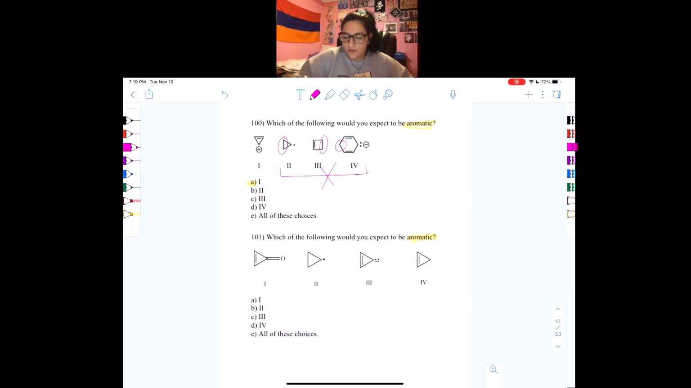Same idea for number 2. This one and this one are sp3, so it's automatically non-aromatic. And then we're comparing essentially the cation to the anion. This one has 4 pi electrons, this one has 2 pi electrons, so we know the aromatic option will be A.